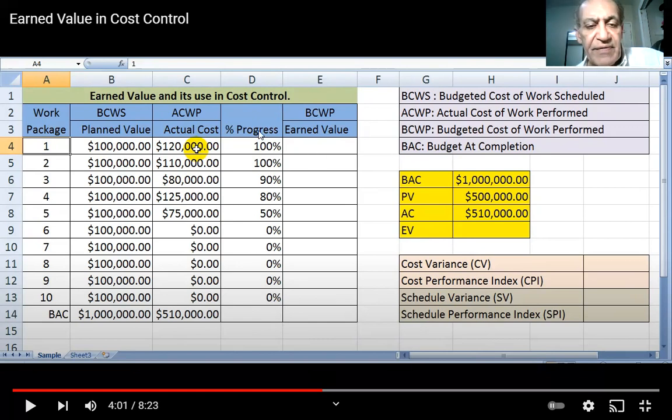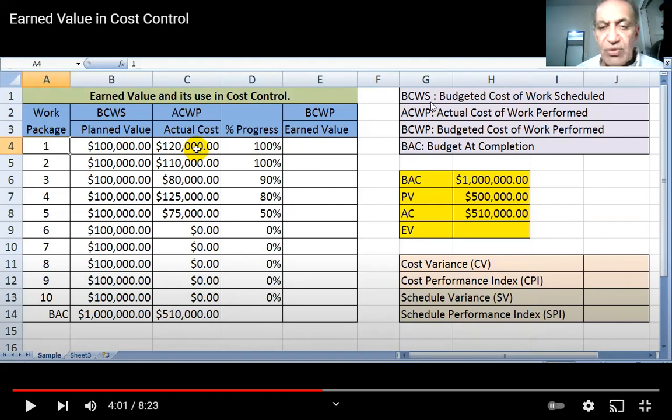And the progress of each stage: the progress of package 1 is 100%, that means all of the work is done. 100% for stage 2. 90% for package 3 means 90% of the work of package 3 is done, not 100% less 10%. The other 20% means 20% less. 50% means 50% less in stage 5.